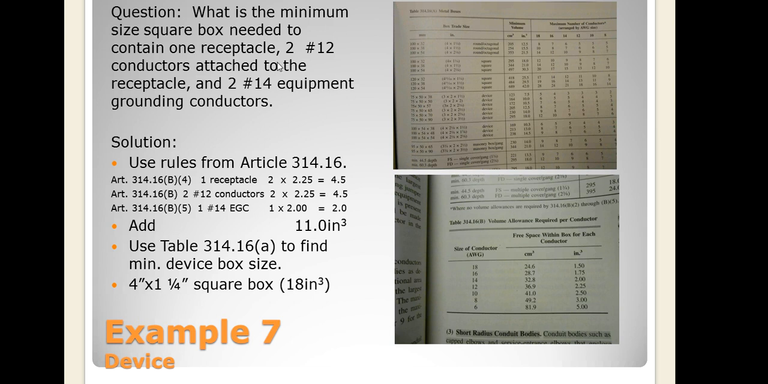Then you find the minimum size box needed. The minimum square box needed is a 4 by 1 1/4 square box, which is 18. You need 11. The box is 18. And that gives you plenty of space, which is right here, for your conductors.